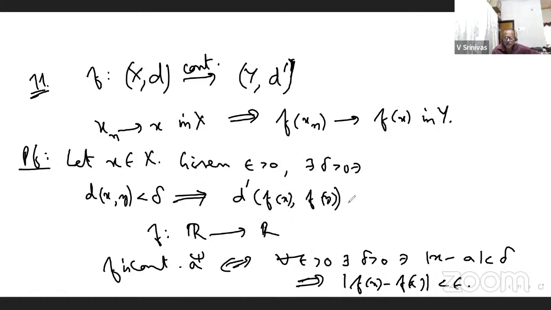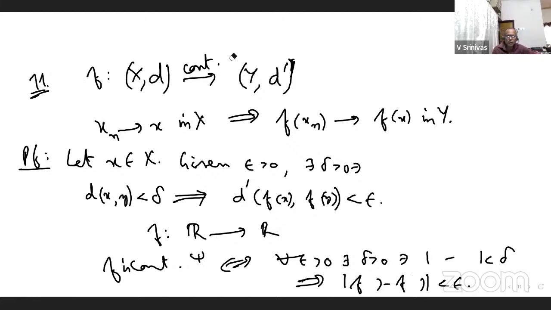is less than epsilon. You replace modulus of x minus a, which is the distance between x and a, by the corresponding metric, that is d of x comma y less than delta. This is continuity at a. Or if you want continuity at x, you replace a by x and x by y.